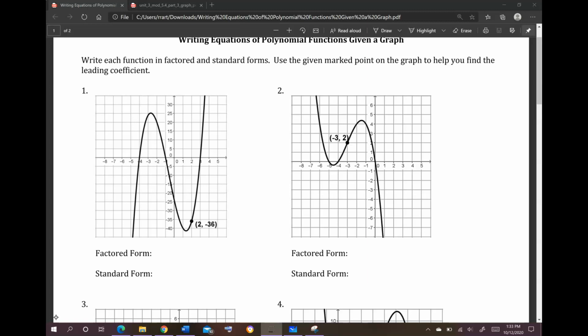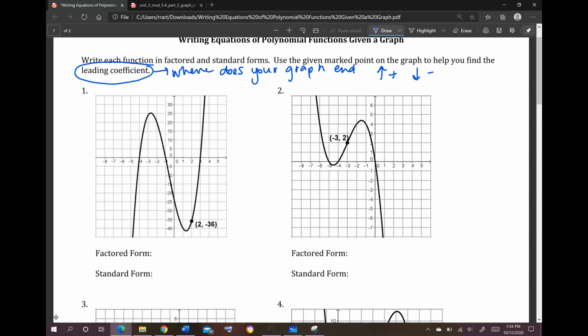All right. So now it tells us to beware of our leading coefficient. Our leading coefficient is just, does your graph end pointing up or is it end pointing down? So it's going to be, where does your graph end? If it ends pointing up, it's a positive leading coefficient. If it ends pointing down, it's a negative one. We only have to worry about the one pointing down. The one pointing up is going to do nothing to your equation. Okay, so let's do this.